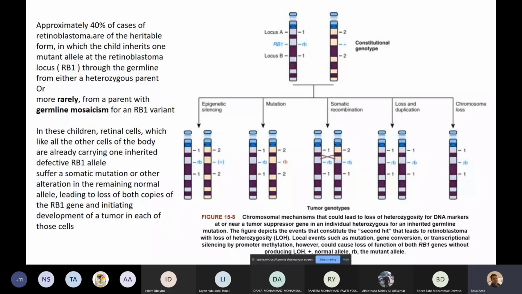It means that 40% of cases of retinoblastoma are of the heritable form, in which the child inherits one mutant allele of the RB1 gene through the germline from either a heterozygous parent or, more rarely, from a parent with germline mosaicism for an RB1 variant.